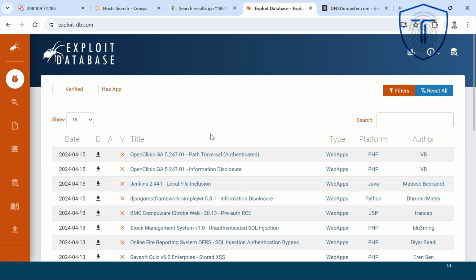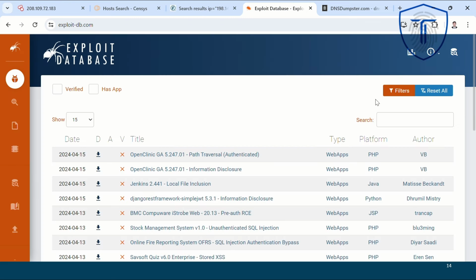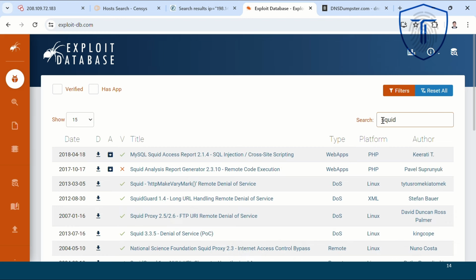So suppose we are a hacker and we have got this IP address, and from our search we knew that the IP address is using a Squid server. So we can search for a vulnerability of this server. So we enter Squid. Yes, as you can see, we have got some vulnerabilities and exploits regarding the server.